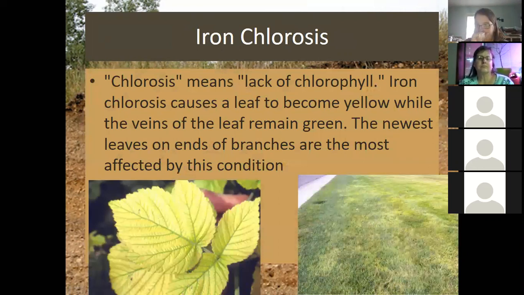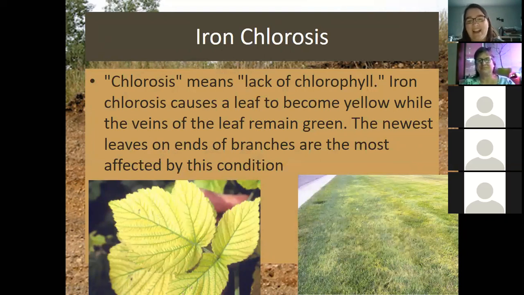Iron chlorosis. Chlorosis means lack of chlorophyll, and iron chlorosis is lack of iron causing this issue. It causes the leaf to become yellow, but the veins in the leaf stay bright green. The newest leaves on the ends of branches are the most affected. If you thought about nitrogen deficiency, it was the old leaves that were affected. With iron chlorosis, it's the new leaves that are affected. And actually, this has turned me away from all the plants they've made now in a beautiful yellow color. I just think they look sick. I can't enjoy any yellow plants because they look like they have iron chlorosis. They don't look well to me.